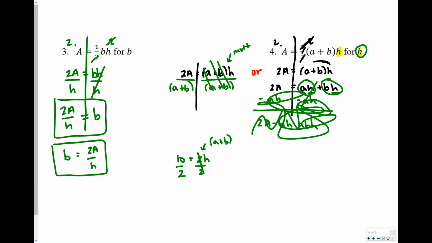Okay? So I can do it, I just can only do it with this method. This guy didn't work, and it's very sad that didn't work. But we can still mathematically make it happen. This will be the hardest kind of one you'll see. Okay? So your final answer here would be 2a over a plus b equals h.